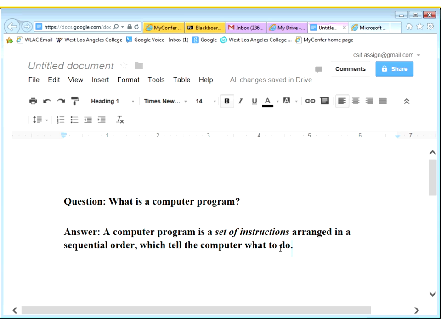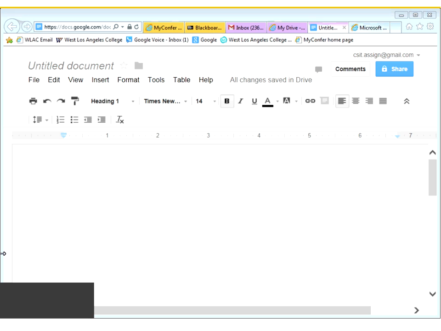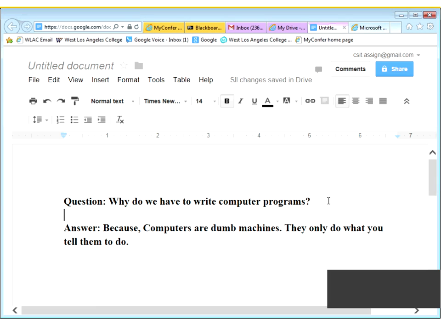Okay, next question and answer. Question, why do we have to write computer programs? And this is true because computers are dumb machines. And as programmers, you're always going to basically remember that because it will do exactly what you tell them to do. So if you give them the wrong instruction, they're going to follow it kind of just blindly.